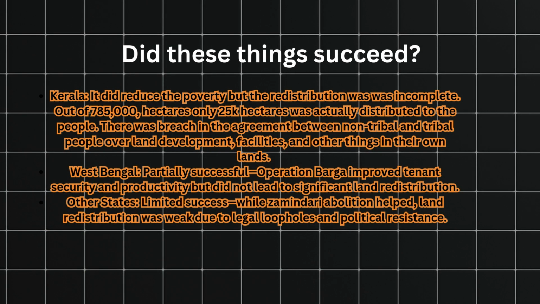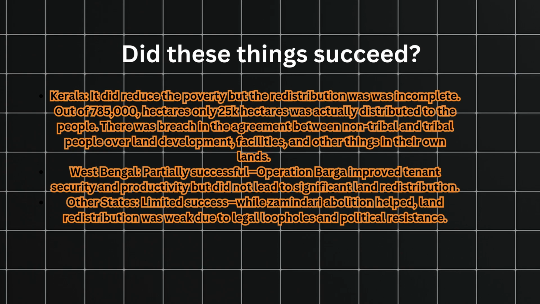Did they succeed? In Kerala, it did reduce poverty, but the redistribution was incomplete. Out of 700 hectares, only 25,000 hectares were actually distributed to the people, and there was a breach in agreement between tribal and non-tribal people over land developments, facilities, and other things on their own lands.